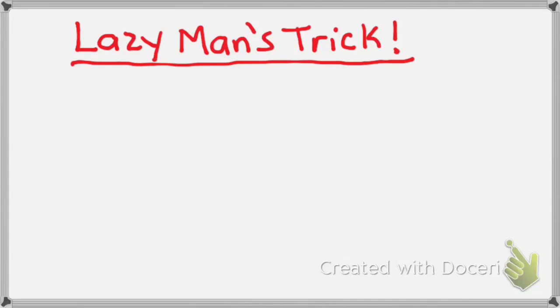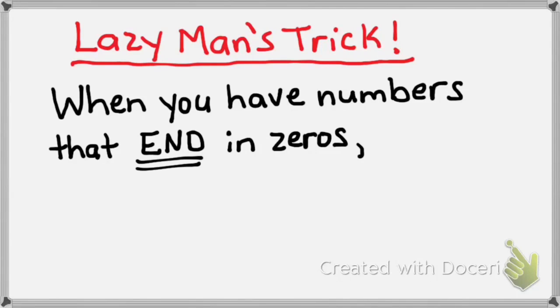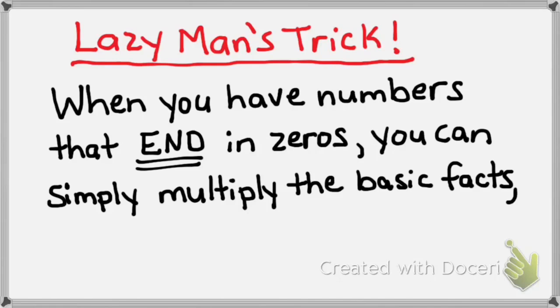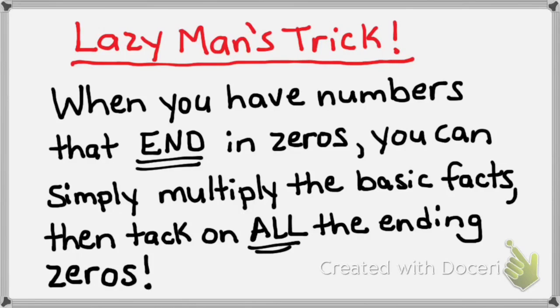A lazy man's trick is good if it works every single time. This trick will work every single time, so it's a great lazy man's trick. Let's see how it works. For this trick, when you have numbers that end in zeros, so the zeros are at the end of the number, you can simply multiply the basic facts and then tack on all of the ending zeros. Let's see how this works.